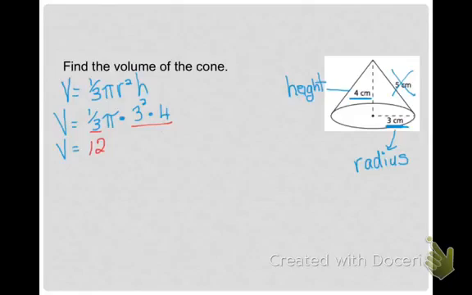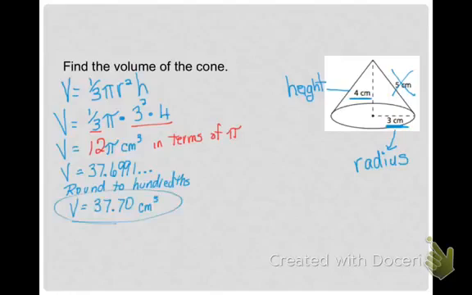And again, just like in a cylinder, you can answer in terms of pi when you're talking about the volume for a cone. So I'm just going to multiply all my numbers together, and I get 12 pi centimeters cubed if I wanted to answer in terms of pi. If I wanted to answer with a number, then I would multiply that 12 times pi, and I get a repeating decimal, which I would round to hundredths. So I would get the volume is 37.70 centimeters cubed. So again, read carefully how your teacher wants you to answer.